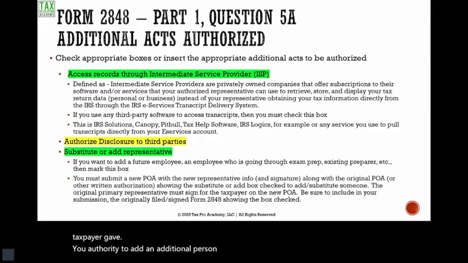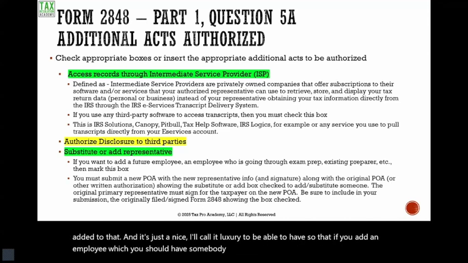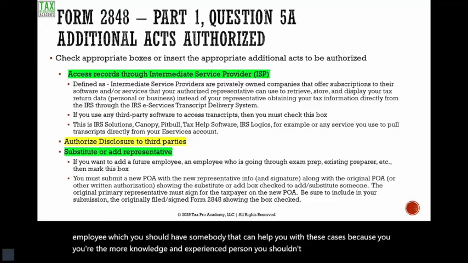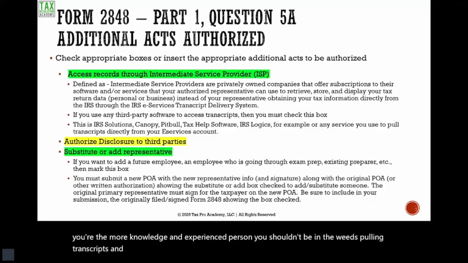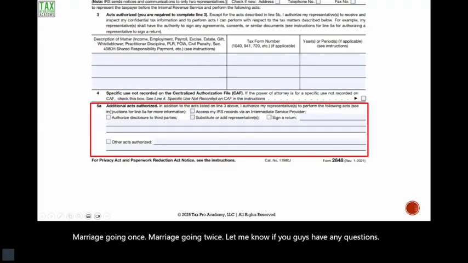Okay, and so then that additional person will be added to that, and it's just a nice, I'll call it a luxury to be able to have, so that if you add an employee, which you should have, somebody that can help you with these cases, because you're the more knowledgeable and experienced person. You shouldn't be in the weeds pulling transcripts and doing preliminary analysis and pulling all of these things. That should be somebody else's job. That's what you would pay them for. Okay, now we're going to continue on.